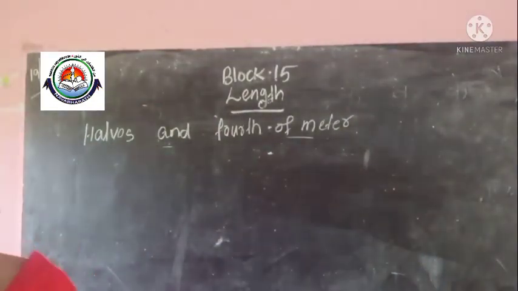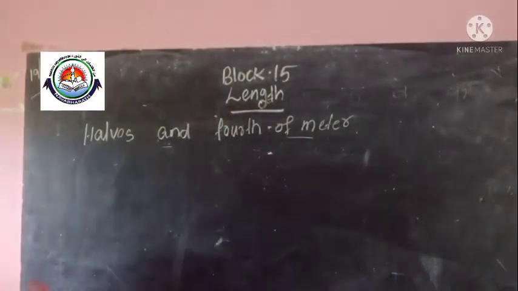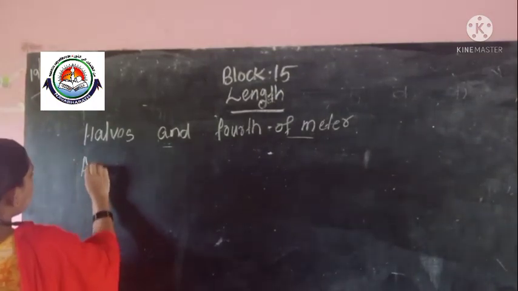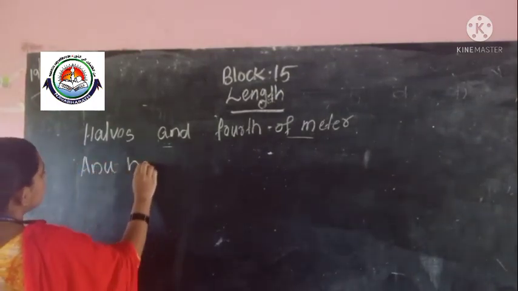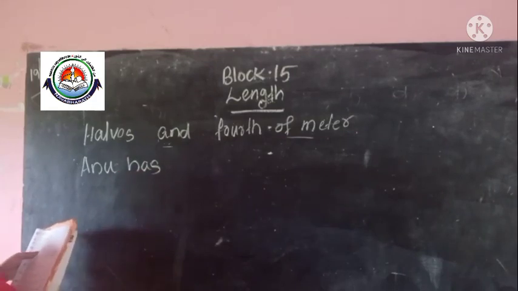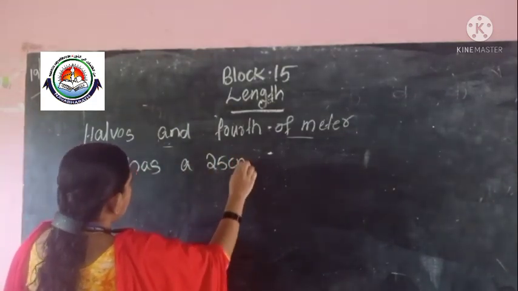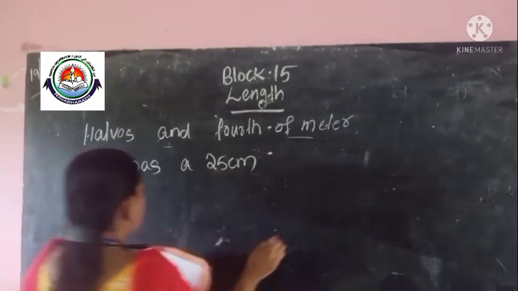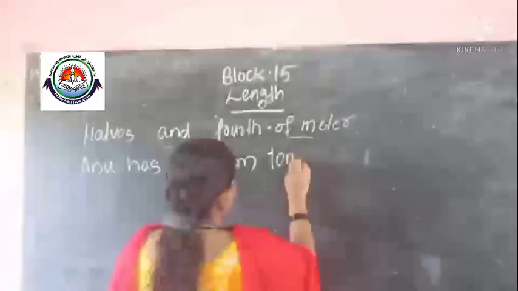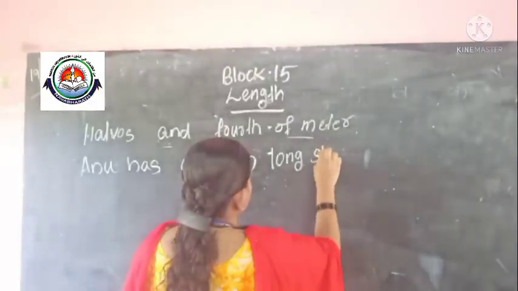Then write the third question. Anu has a 25 centimeter long string.